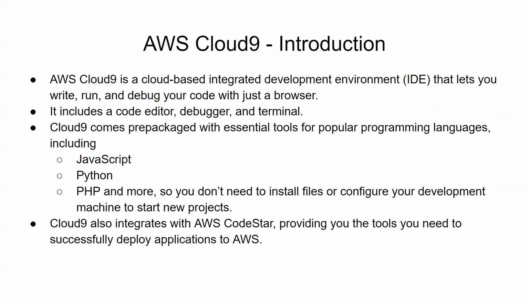It comes pre-packaged with essential tools for the most popular programming languages, including JavaScript, Python, PHP, and so much more. So you don't need to install any files and configure your environment to get started with any new project, because most of it is already pre-installed. Cloud9 also integrates with CodeStar, providing you the tools you need to successfully deploy your applications to AWS. So you can integrate Cloud9 as your IDE to AWS CodeStar.